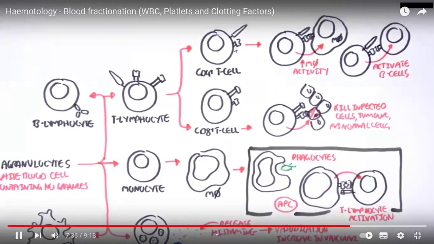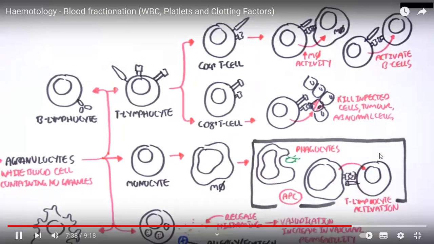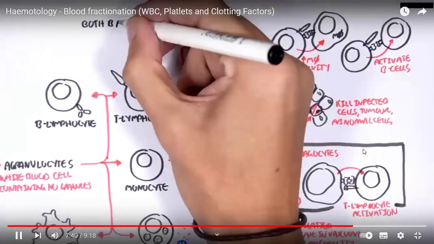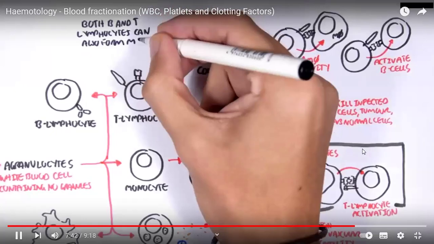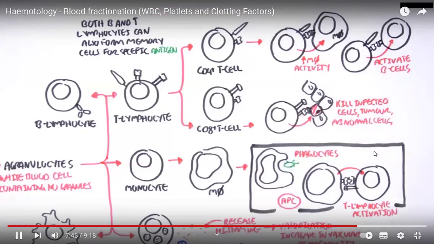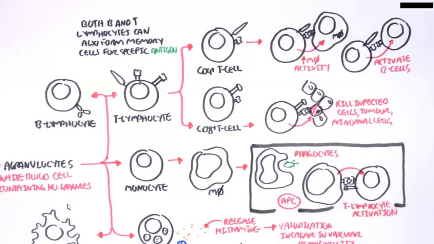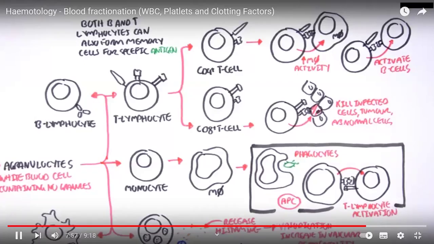Now, just to confuse further, both the T lymphocytes and B lymphocytes can become memory cells for a specific antigen. And so there's actually T helper cells, cytotoxic T cells, and T lymphocytes.